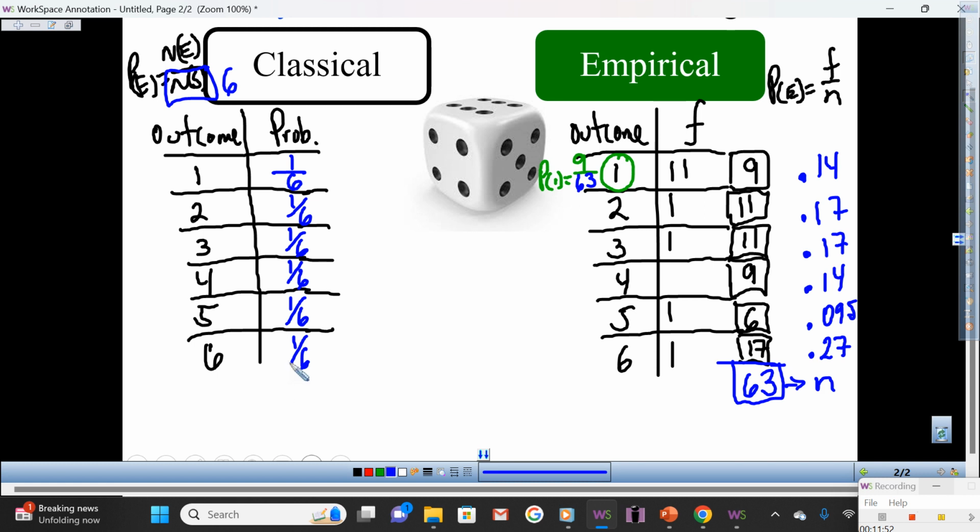Okay? So, here's a question from me to you. Now that we did the classical and you experienced the empirical, talk it over with your neighbor. Let them know what's the difference between classical probability and empirical probability. What would be the major difference that you would tell? Go.